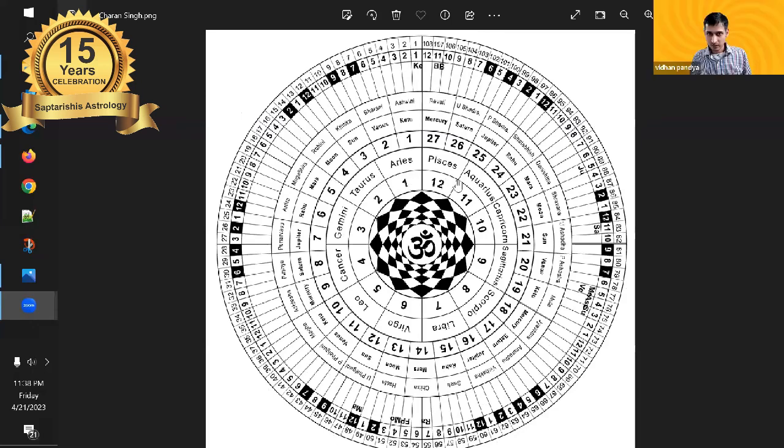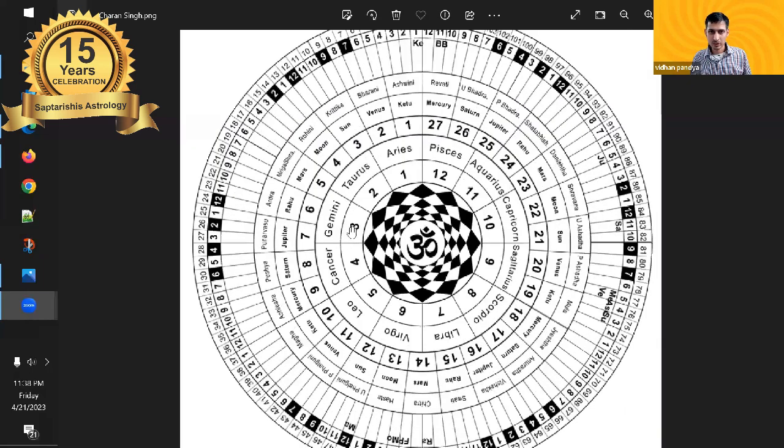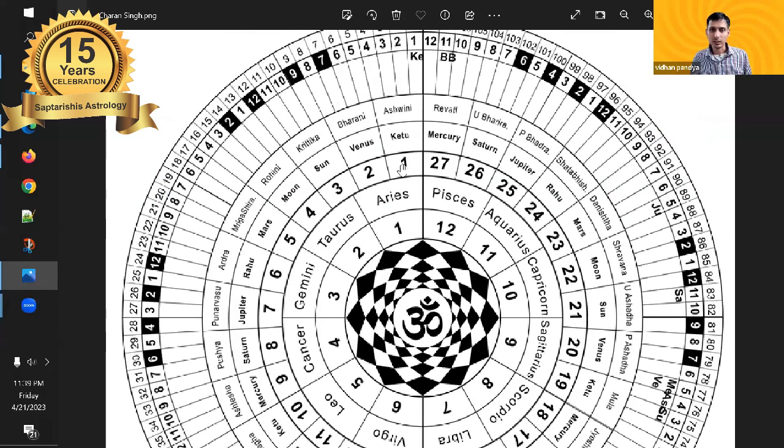The first circle is the numbers of all the signs. So one is Aries, two is Taurus, Gemini, and so on; all the numbers of the signs are present in the first circle. The second circle has the names of the rashis: Aries, Taurus, Gemini, Cancer, and so on. The third has numbers for all nakshatras, 1 through 27, starting with 1 for Ashwini.